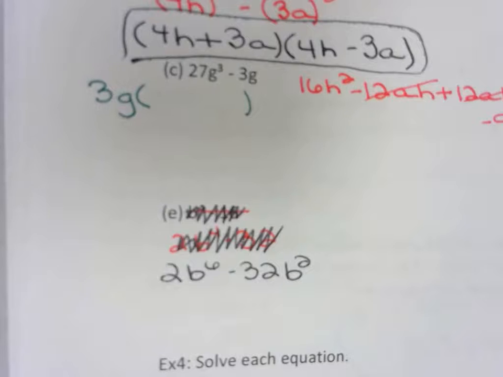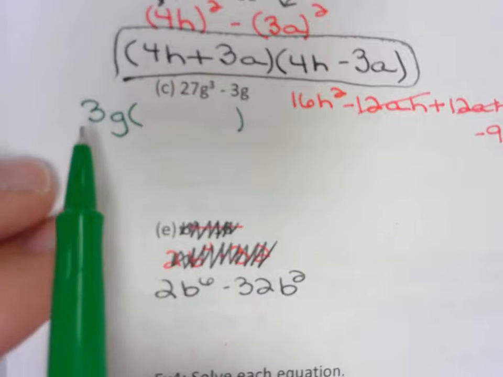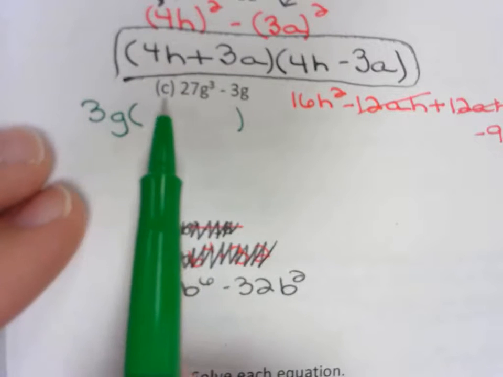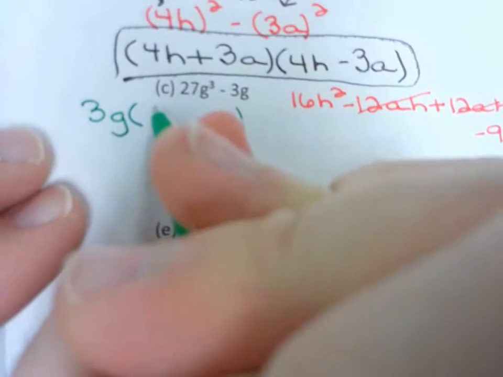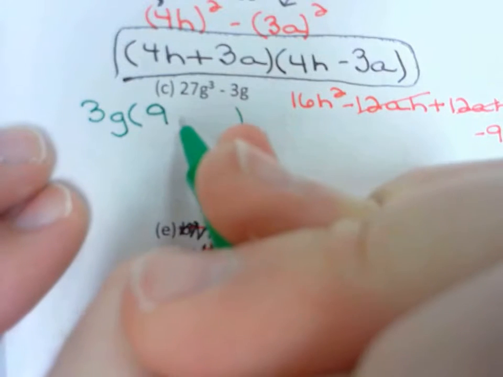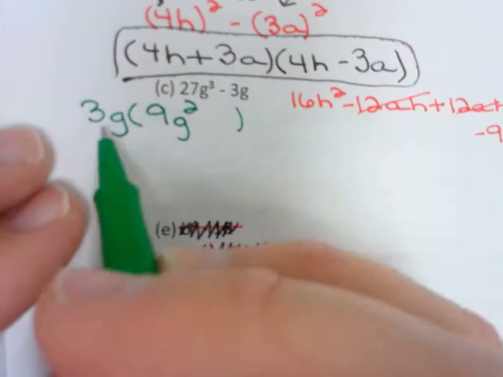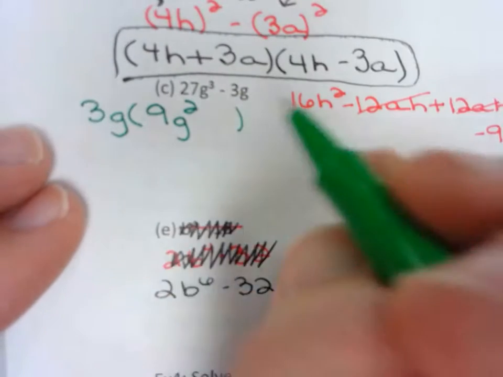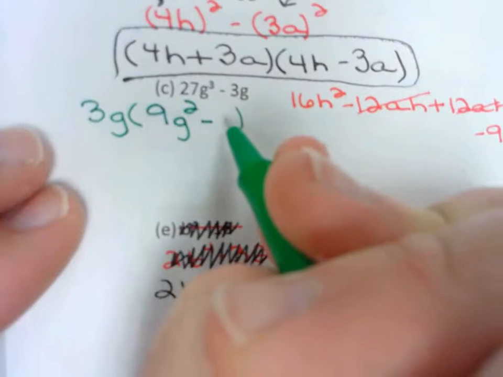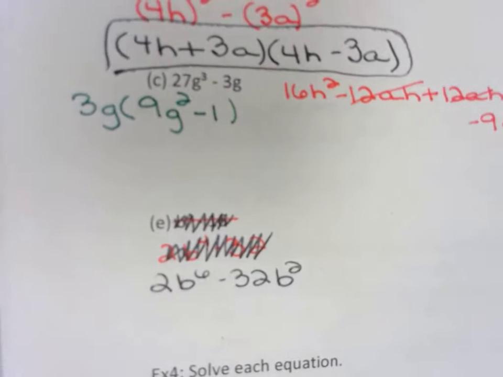We haven't done a ton of work with factoring out a GCF and then going further. We're going to do more with it tomorrow. So I take out a 3g, let's see what's left. 3 times what gives me 27? 9. I started with g cubed, and I took out g to the first. So I have g to the what left? g squared. 3g times what gives me negative 3g? Negative 1. So 3g times the negative 1 gives me a negative 3g.